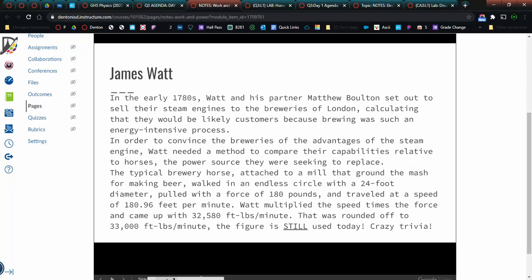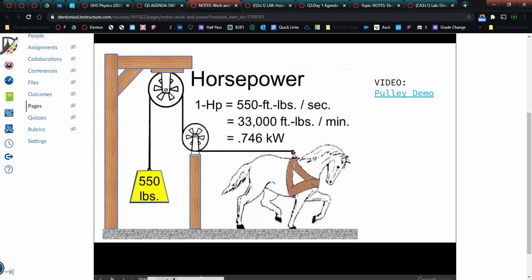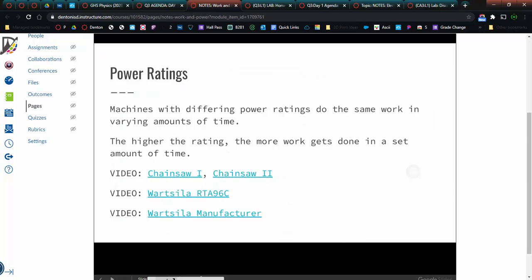So this is all James Watt's experiment. Nobody wants all this. Look, horse, that's how we did it. Like I said, if you're interested in that, it's all there. I'm just not going to go through that sweet history lesson.